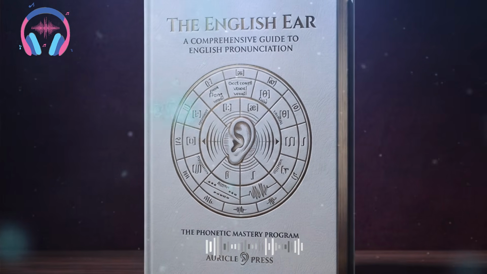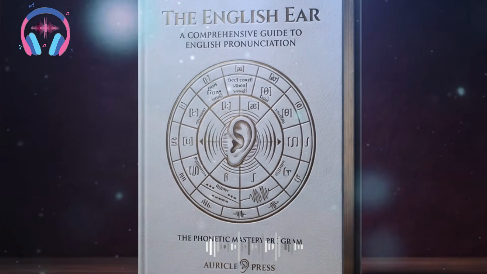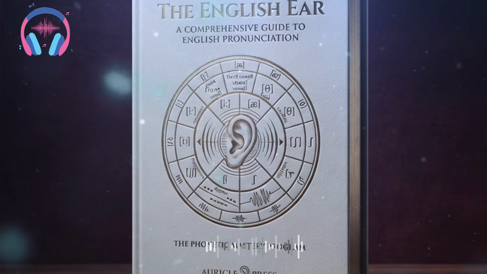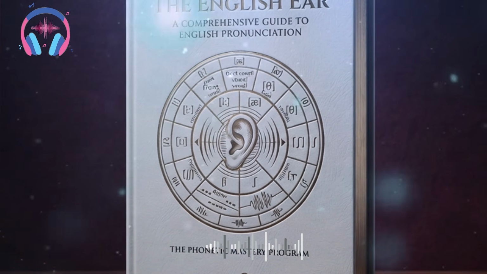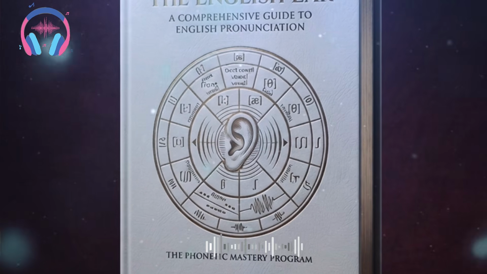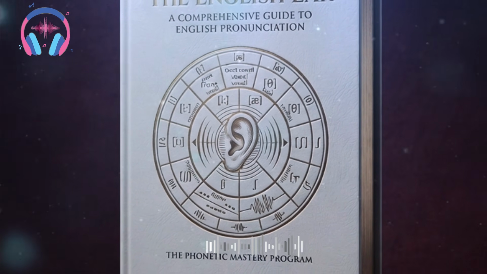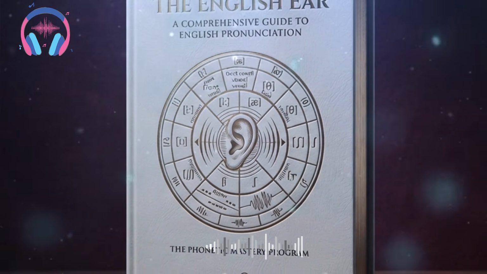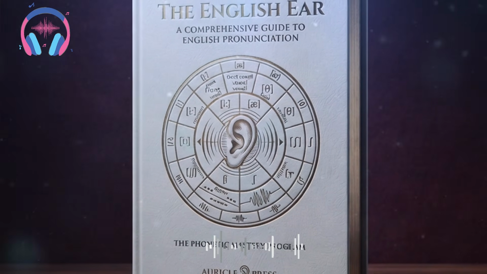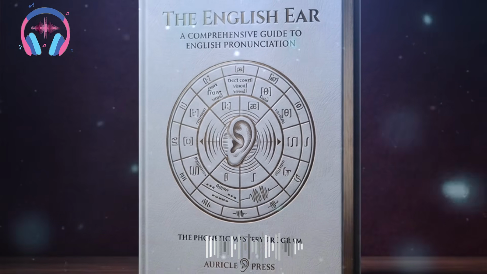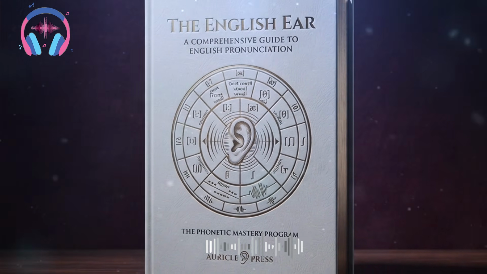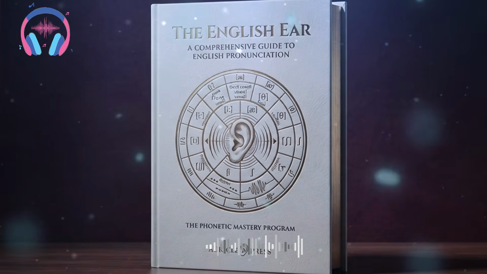A useful way to train is to listen in layers. During the first listening, focus only on the overall message. During the second listening, identify the strongest content words. During the third listening, focus on the grammar words and endings you missed. During the fourth listening, check the transcript and compare the natural sound with the written form. During the final listening, close the transcript and notice how much clearer the complete sentence has become.